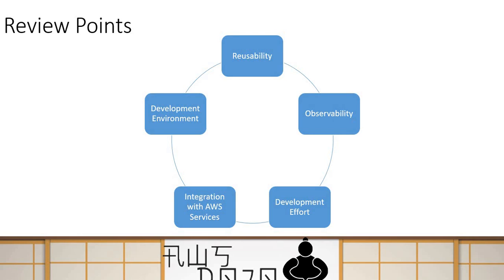The second one is observability. You are building a data platform, you need to know what's going on: how many pipelines are successfully completing, how many are failing, why they are failing, how they are performing, and what time they take to finish. You need to know those kinds of parameters, that kind of monitoring. So observability is very important in order to assess the health of your data platform and the various pipelines running under it. The third one is development effort.